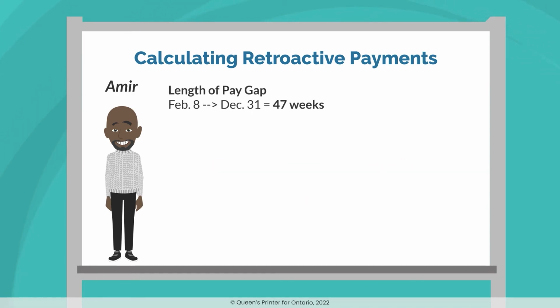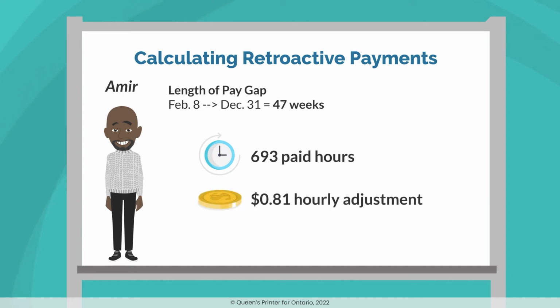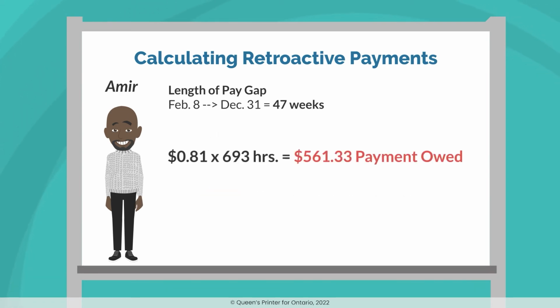According to our payroll report, Amir was paid for a total of 693 hours from February 8th to December 31st. If the hourly adjustment is 81 cents, then 81 cents by 693 hours equals $561.33.